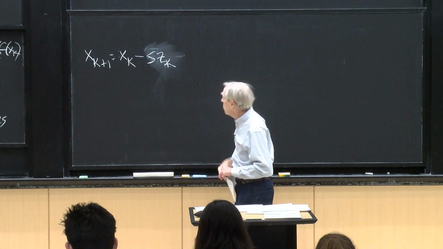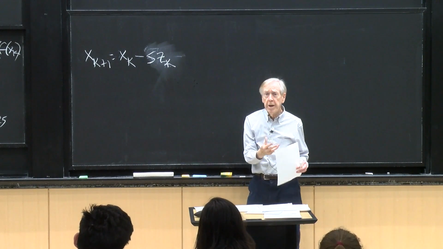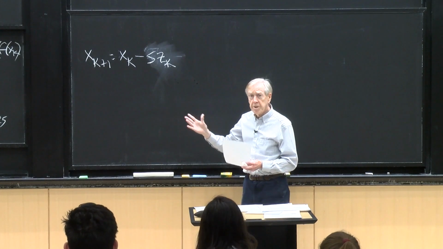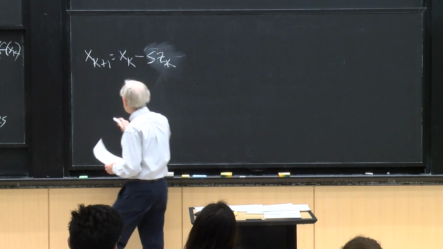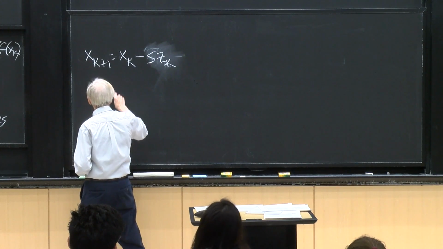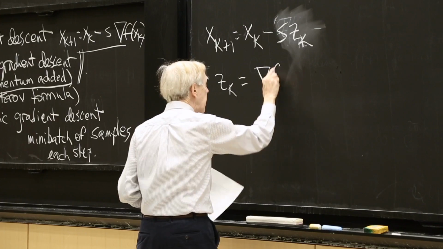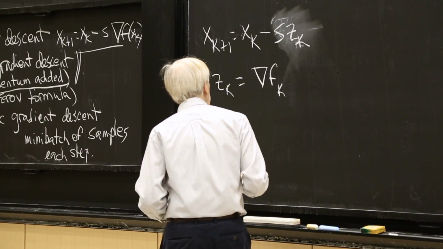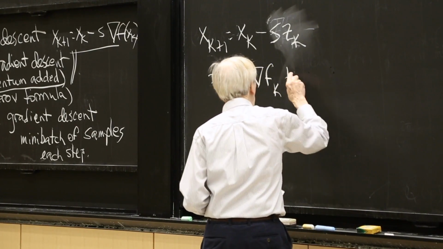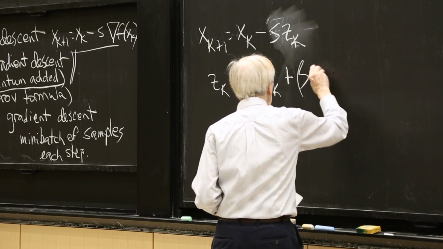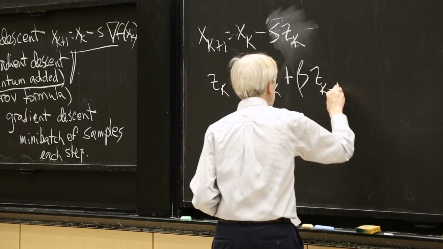Okay. So if I took zk to be just the gradient, that would be steepest descent. Nothing has changed. But instead, I'm going to take zk, well, its leading term will be the gradient. But here comes the momentum term. I add on a multiple beta. One way to do it is of the previous z.